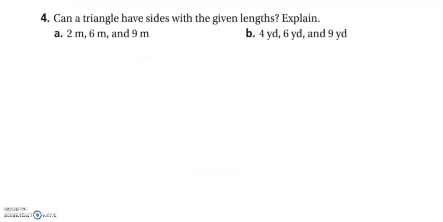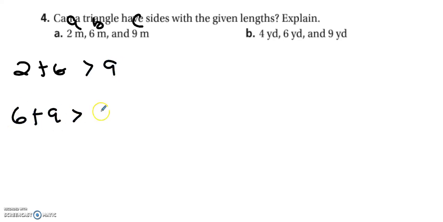So an example: can a triangle have the side lengths given? So we have to do this 3 times, A, B, and C. So 2 plus 6 has to be greater than 9. 6 plus 9 has to be greater than 2. And what's my last one? 2 plus 9 has to be greater than 6.